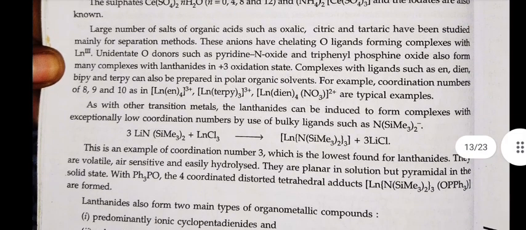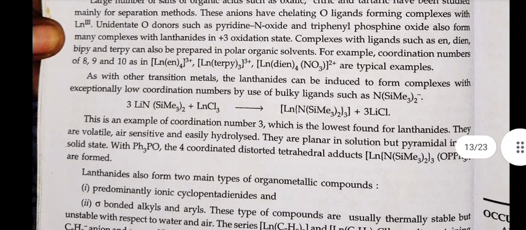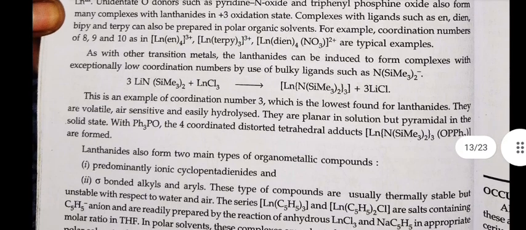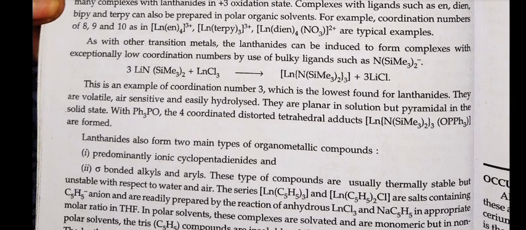A large number of salts of organic acids such as oxalic, citric and tartaric acids have been studied, mainly for the separation method. These anions have chelating ligands forming complexes with lanthanum 3 positive. Unidentate donors such as pyridine N-oxide and triphenylphosphine oxide also form many complexes with lanthanides in the 3 positive oxidation state. Complexes with ligands such as ethylenediamine can also be prepared in polar organic solvent. For example, coordination numbers of 8, 9, 10 are typical examples.